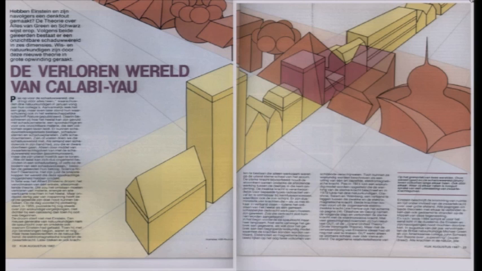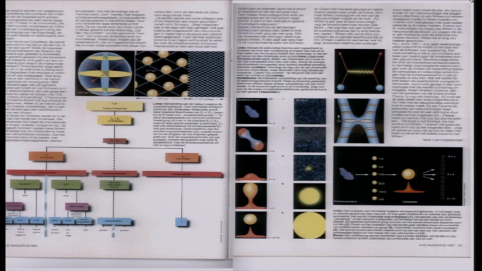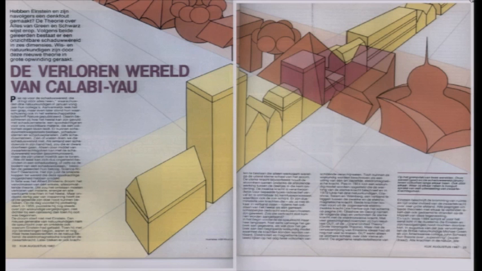It's called The Lost World of Calabi-Yau, and it basically tries to tell the story about Calabi-Yau compactifications of the heterotic string with E8 times E8 gauge group. It goes on here, some more pictures, and tries to explain how it fits into grand unified theories and the theory of everything, unifying with gravity, and so on and so forth. So maybe I'll just translate a few sentences for the fun of it.